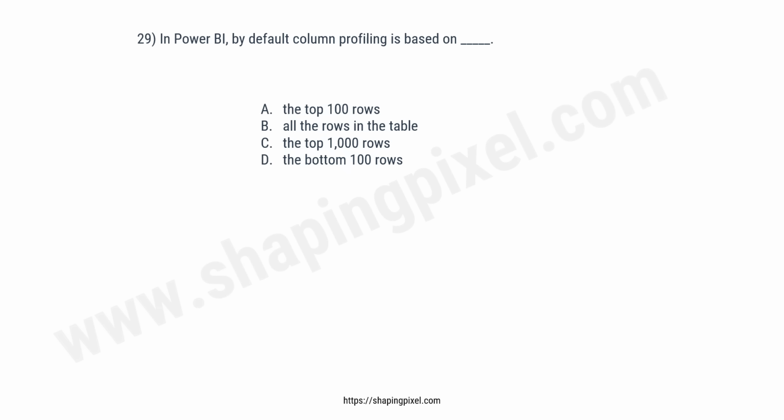Question number 29. In Power BI, by default, column profiling is based on, and we have four options. Option A, the top 100 rows. Option B, all the rows in the table. Option C, the top 1000 rows. And option D, the bottom 100 rows. So the right answer here is option C, the top 1000 rows.